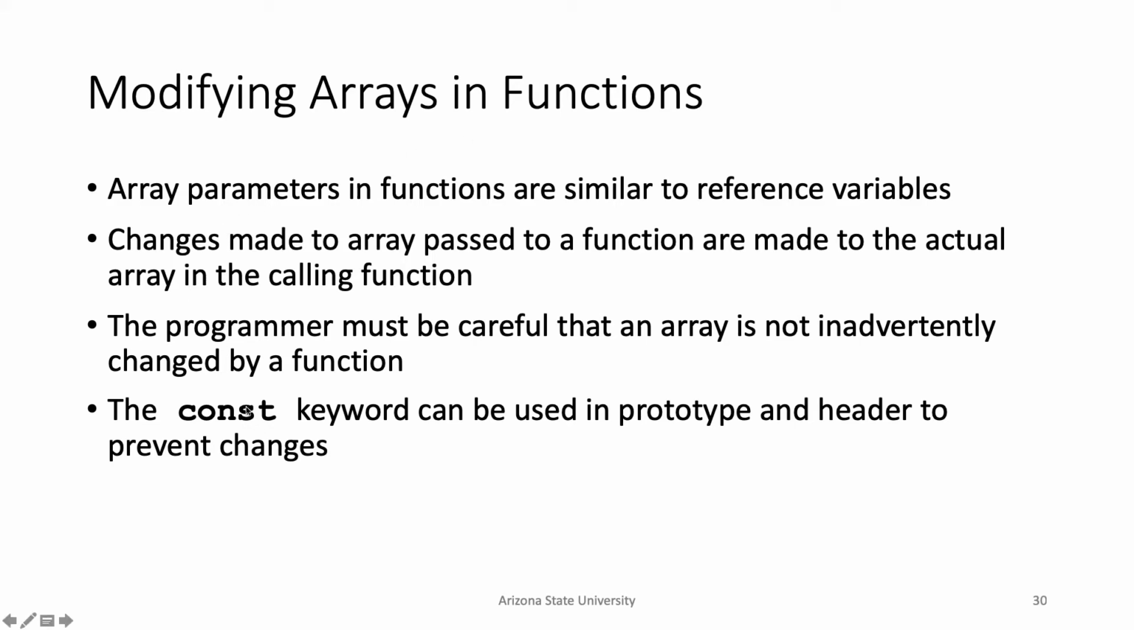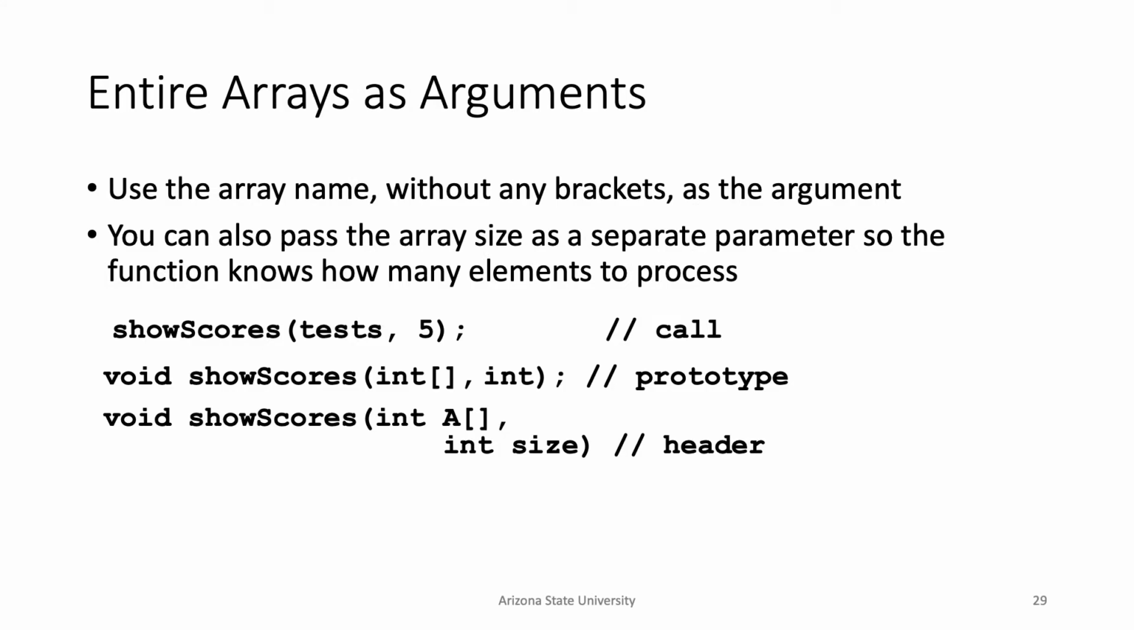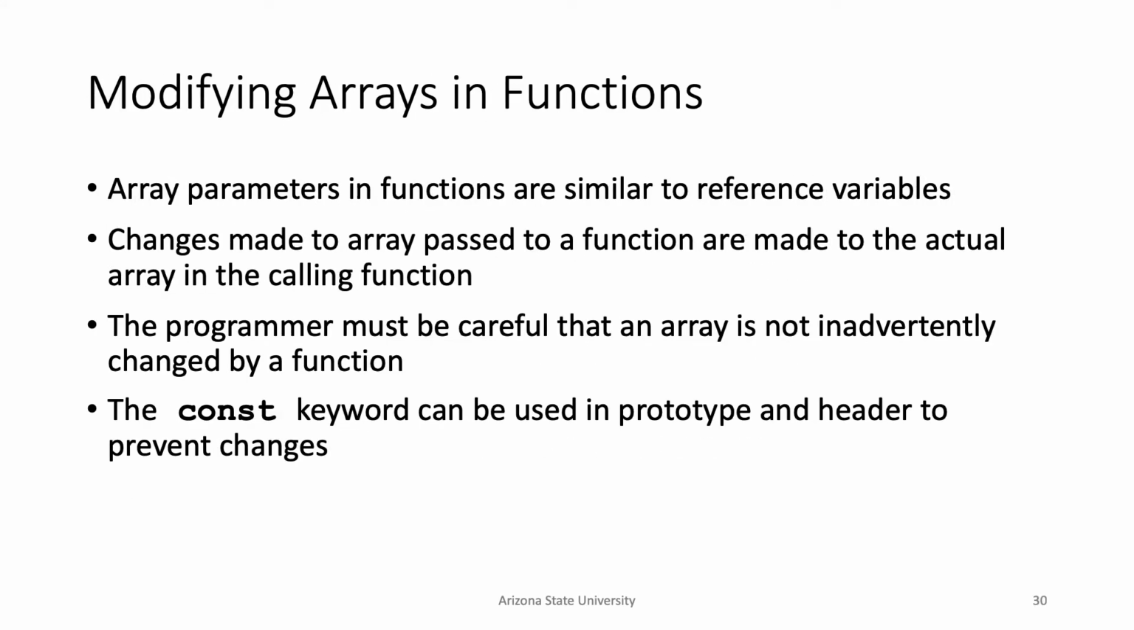If you don't want to modify the array in this function, what should you do? Make a copy is one way, but what's a better way? Const. And why is that better than just making a copy? It saves memory. But there's no functional difference between the two. Okay, any questions on arrays dealing with functions and whatnot?